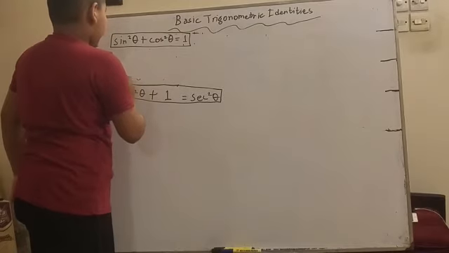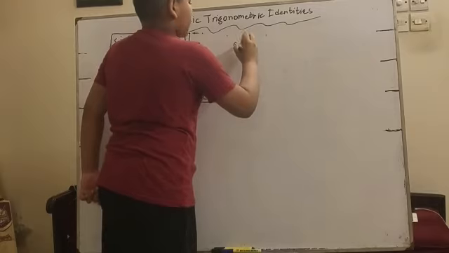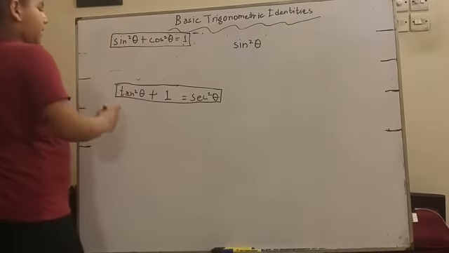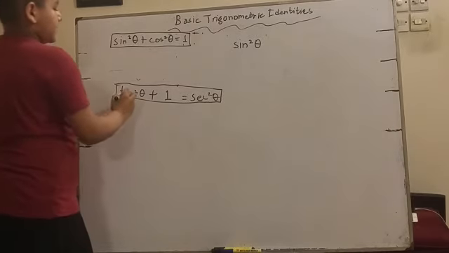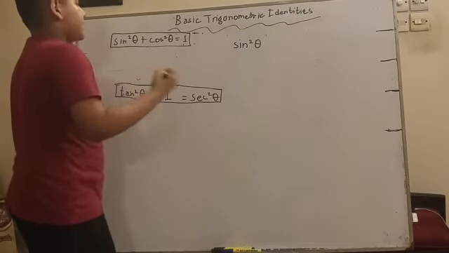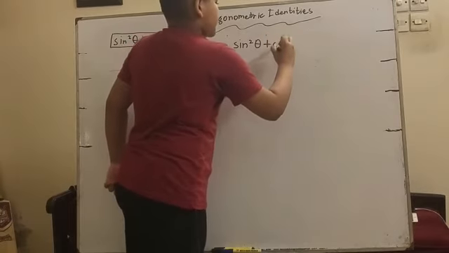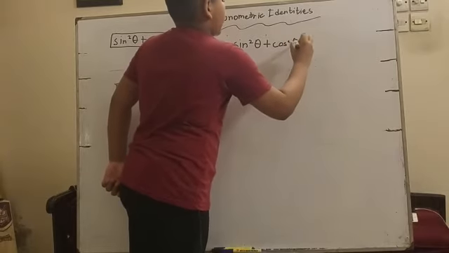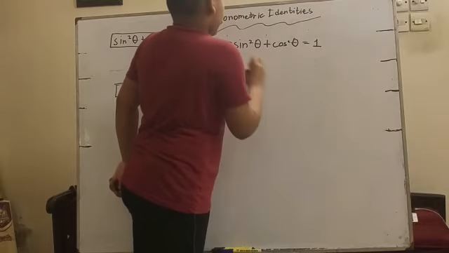Let's find the third identity, because there is a third one possible. You see, these are Pythagorean identities, because these kind of match with the Pythagorean Theorem. So, sine squared theta plus cosine squared theta. This identity would be used a lot in trigonometry, so you better memorize it.